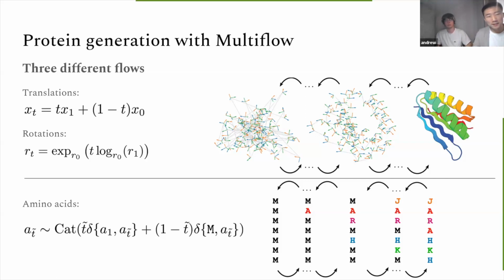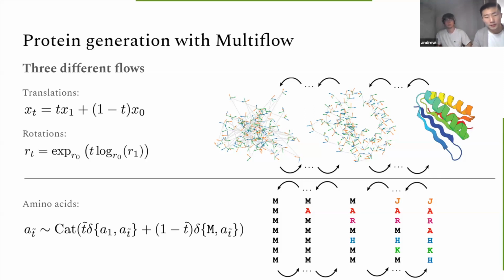So the cool thing here, I think, is that we have a flow on Euclidean space, one on a manifold, and one on the discrete space. So these three different flows will capture how a protein is generated. And another thing to take notice of here is that we introduced two timescales.